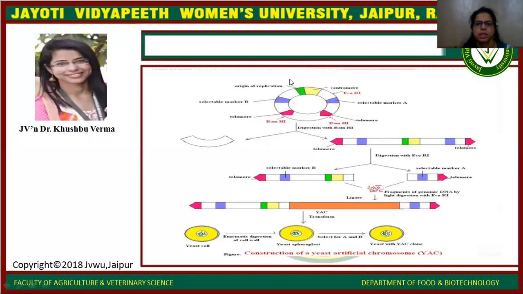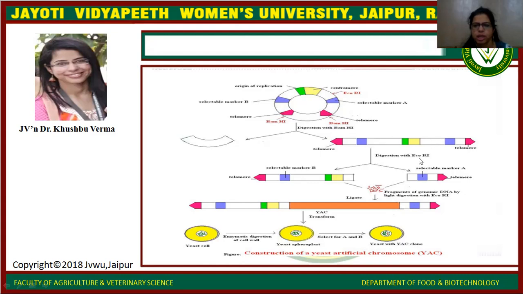You can simply see this is the origin of replication. This is centromere region, EcoRI cutting region, selectable marker A, selectable marker B. This is telomere region, and this one is the BamHI cutting region. So first of all, digestion with the BamHI. It will remove this section, and the remaining portion will become linearized. These are the telomere regions. And now this linearized region will be digested with the EcoRI. So EcoRI sites are basically this region.